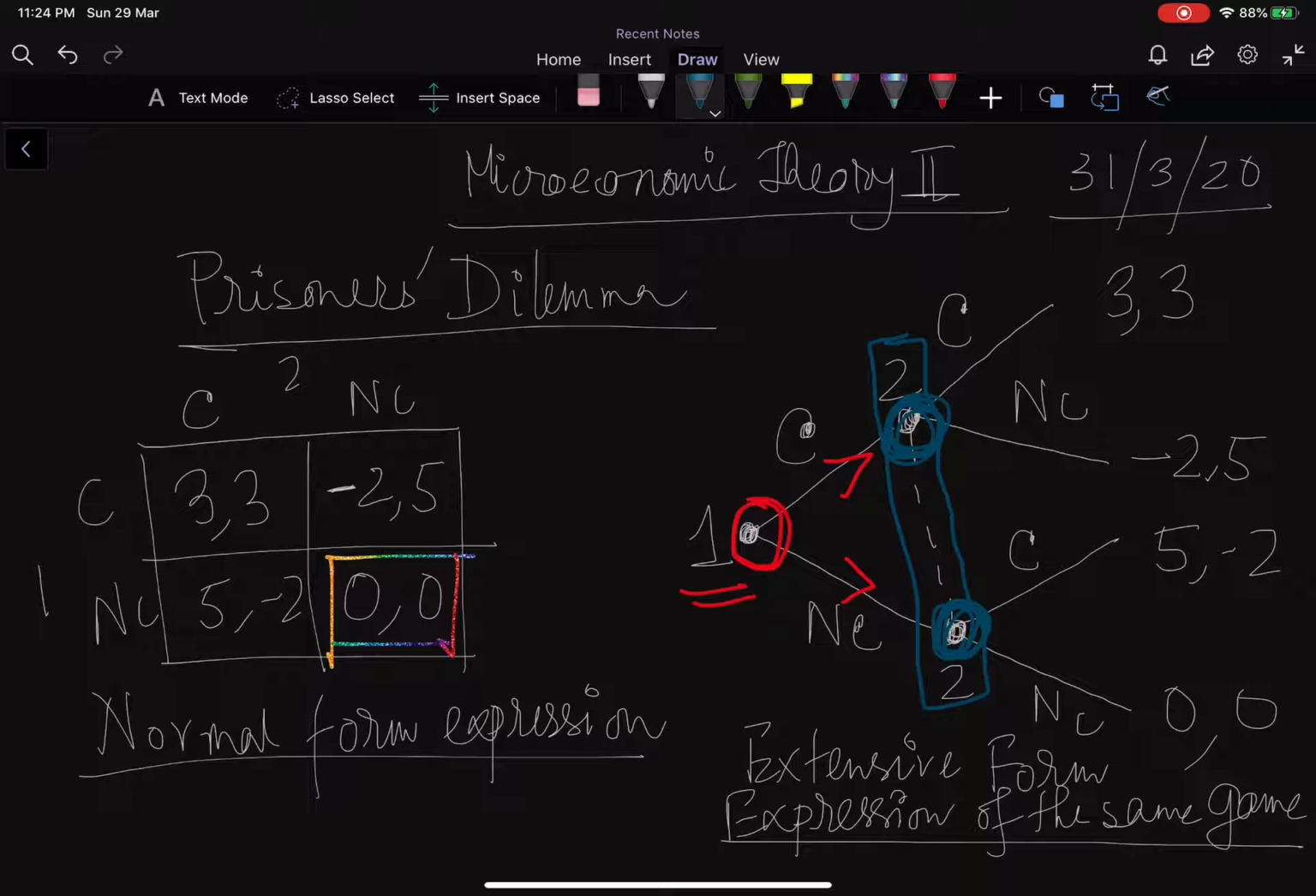Okay, so this connected set of nodes is referred to as an information set. This set of connected nodes are referred to as information sets. Okay.